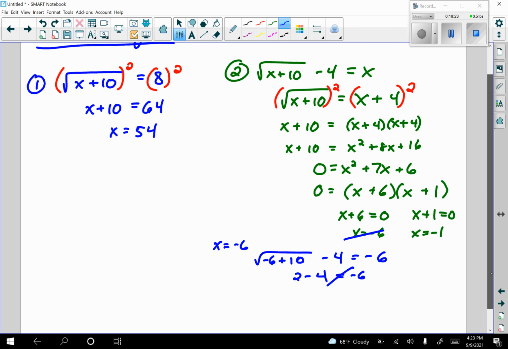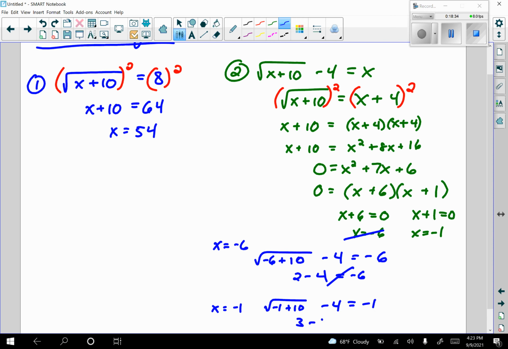Let's check the -1. Square root of -1 plus 10 minus 4, will that equal -1? This will give me a 9. Square root of 9 is 3. 3 minus 4 is -1, so I can only keep this. So we call that -6 an extraneous solution. All right, so those were just 2 examples with radical equations. I'll do some more in class on Monday.